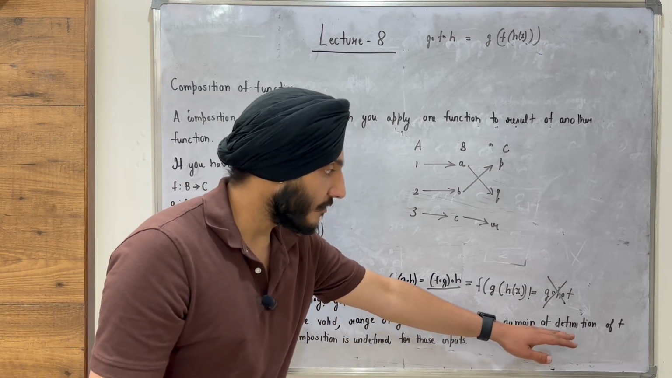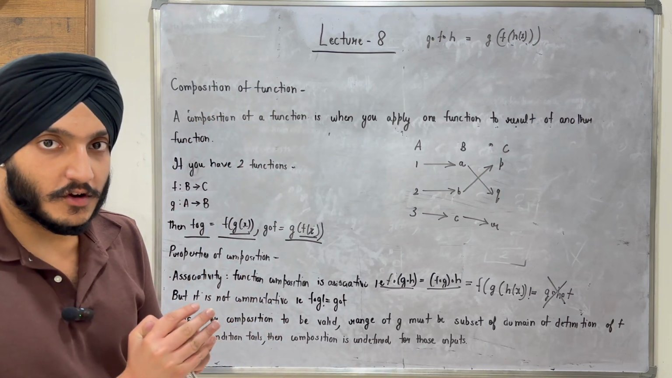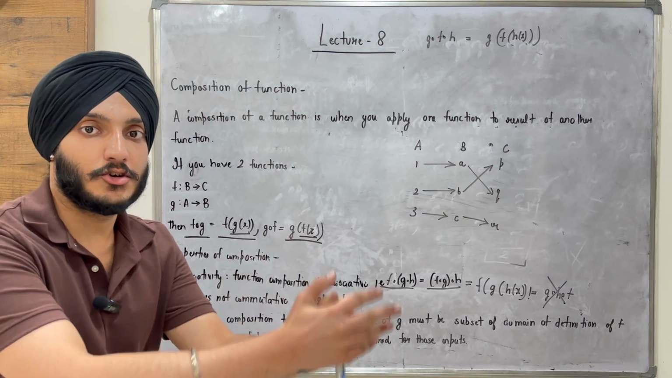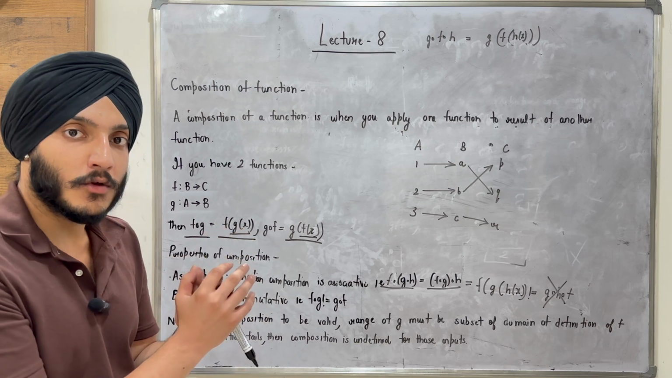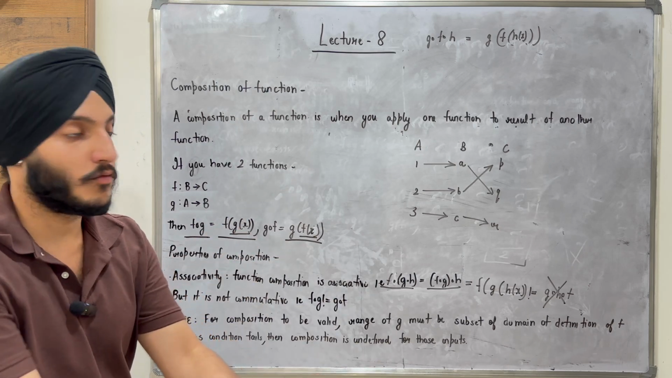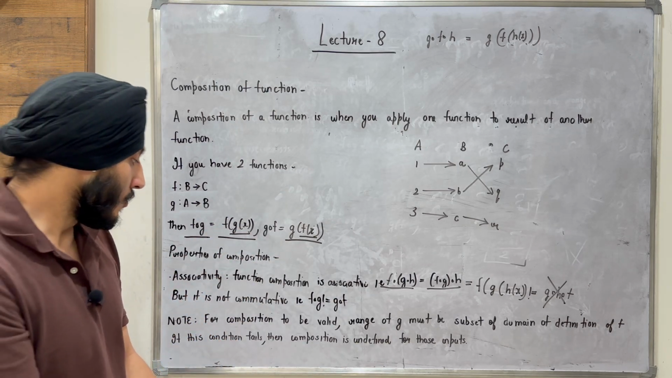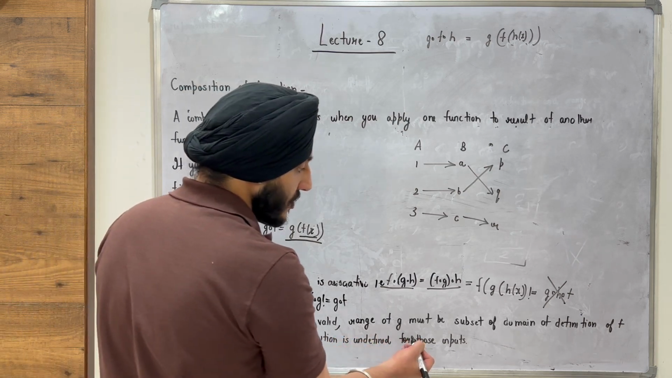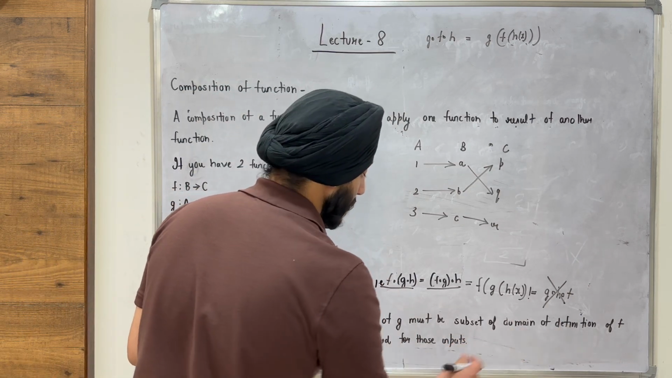And what is the domain of definition? Domain of definition is all those values that have an image, right? When putting them into the function, they result in some kind of a value. That's what I'm trying to say, right? So the range of G must be a subset of the domain of definition.